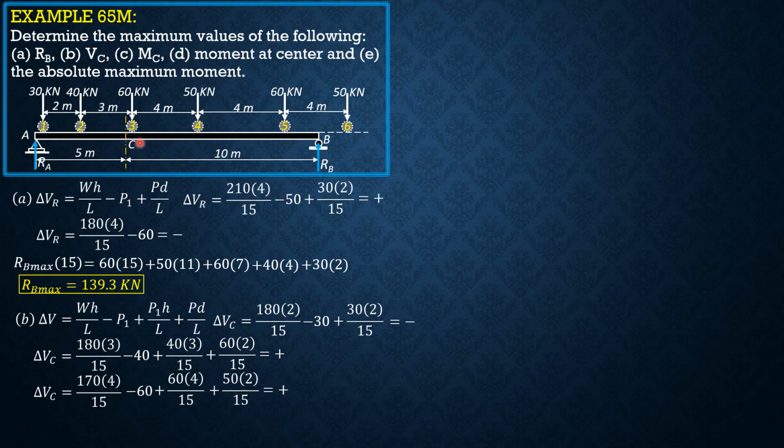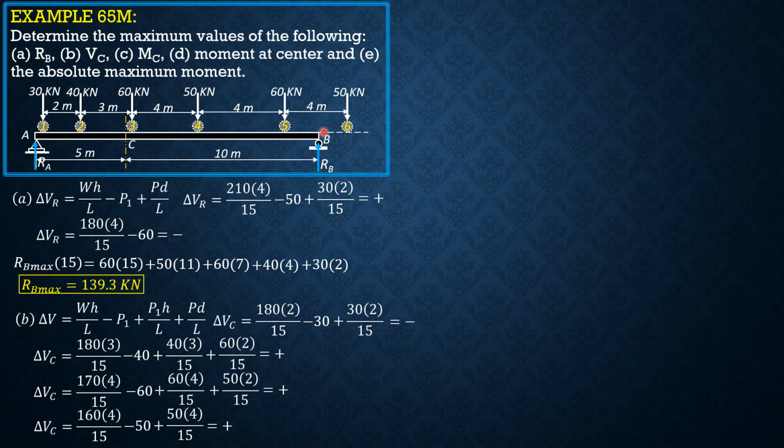5 over C. Load 5 over C, so there will be no incoming load. Then W is 50 plus 60 plus 50, 160. H is 4. P1 is 50 this time. So minus 50. Then there will be no incoming load, so just P1H over L, so plus 50 times 4 over 15. And the sign is still positive. Load 5 over C. So next, load 6 over C.